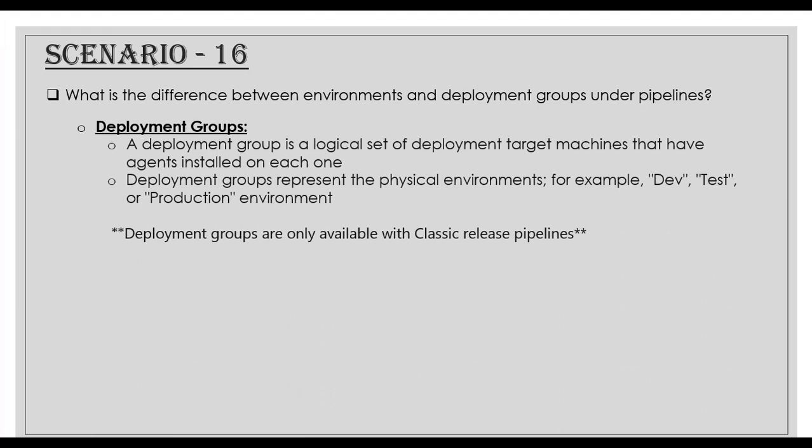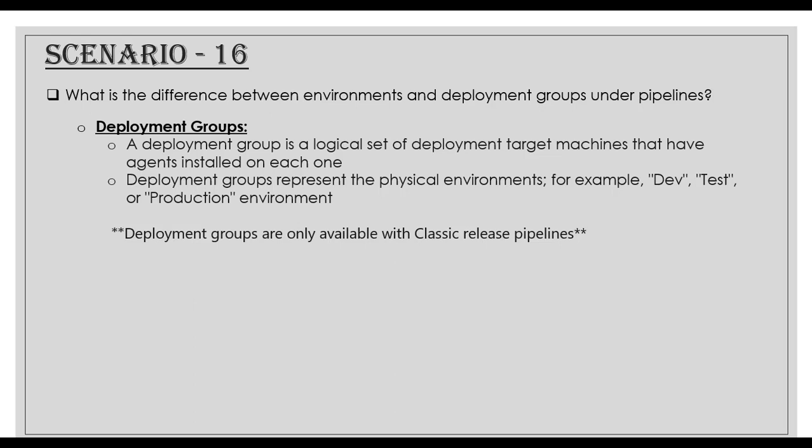A deployment group is a logical set of deployment target machines that have an agent installed on each one. Let me tell you in layman's terms. Imagine you have a dev environment with 5 machines: dev 1, dev 2, dev 3, dev 4 and dev 5. All these 5 VMs will be grouped together under a group named dev. When you run a deployment, you deploy your changes to group dev, and eventually your changes will be deployed on all 5 servers. This is how grouping is done in Azure DevOps.